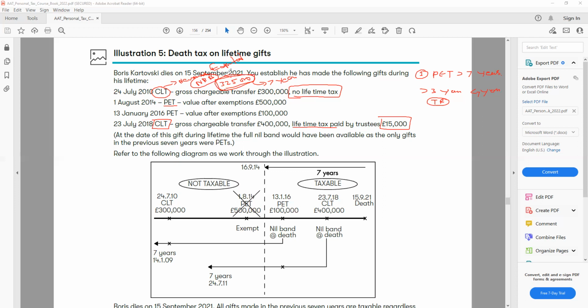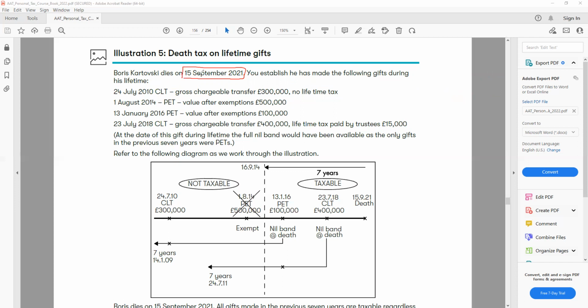So let's try to understand our story here. It says, Boris K. died on 15 September. So he died on 15 September 2021. Very important, this date.